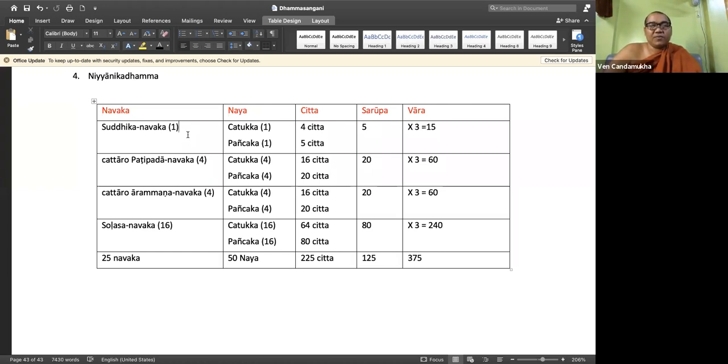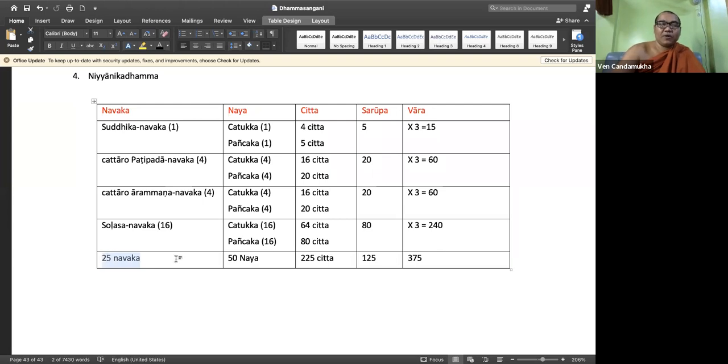Then Chaddaro Padivara Navaka. So Padivara Navaka, we can say four. There are four Padivara Navaka. And then four Chaddaro Aramana Navaka, so they are also four. And then now Soḷasa Navaka. The four Padivaras are multiplied by the four objects, then we have 16. So altogether, so far we have 25 Navakas.